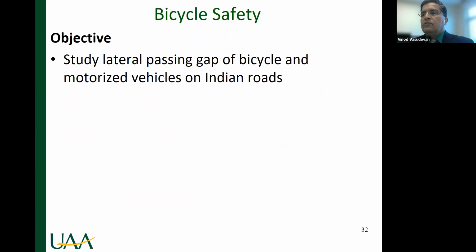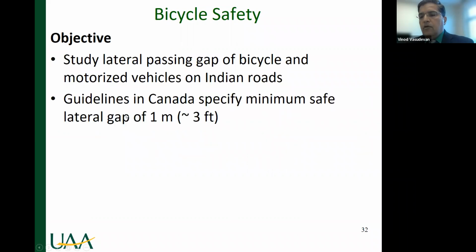In another study on bicycle safety, our objective was to study the lateral passing gap of bicycles and motorized vehicles on Indian roads. Guidelines in Canada specify that the minimum safe gap is 1 meter, or roughly 3 feet. So the idea was to see whether on Indian roads they are leaving that gap.